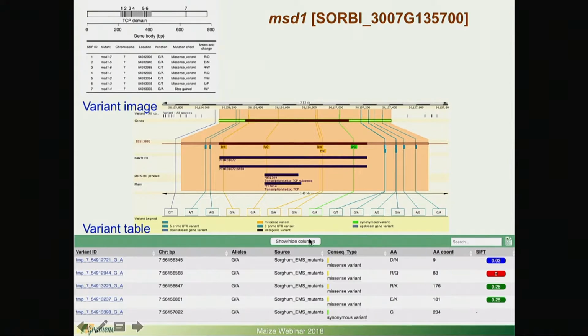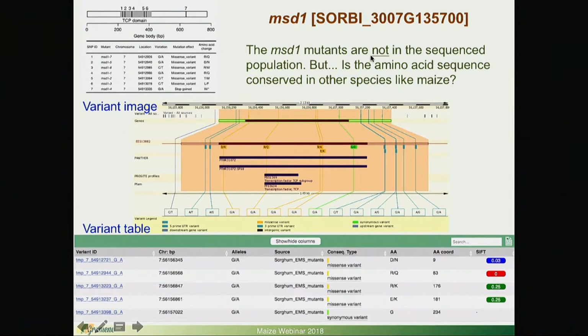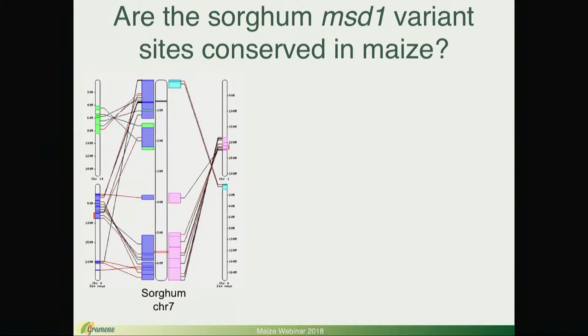I see that there are these mutants in the EMS collection. Unfortunately, the mutants reported in the paper are not in the sequenced population, so we cannot see them here. But the question would be, is the amino acid sequence conserved in other species like maize? And that's how you can go about using sorghum as a platform for your own studies. You can, for example, look at the synteny maps between sorghum and maize for this particular region.